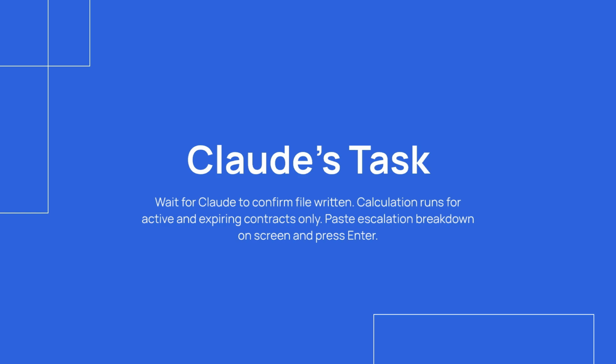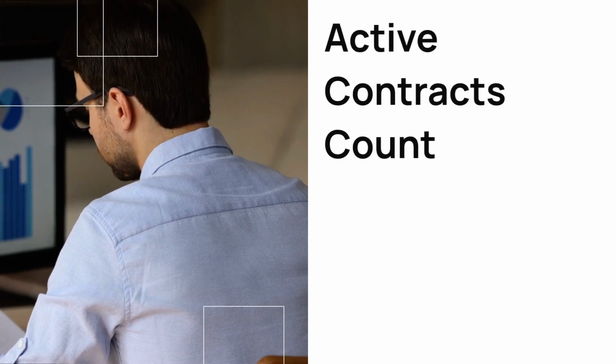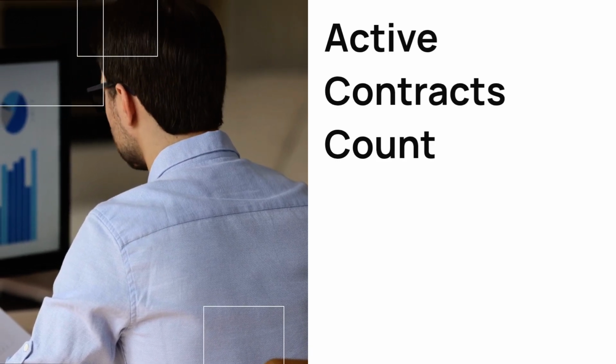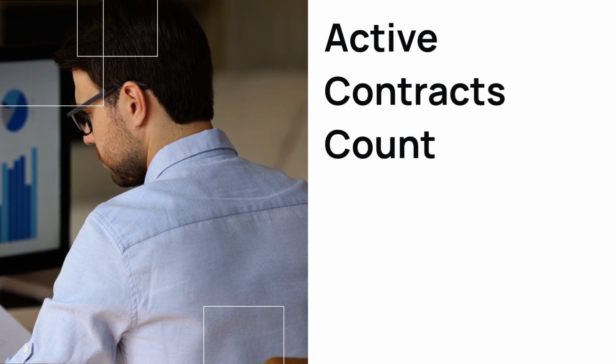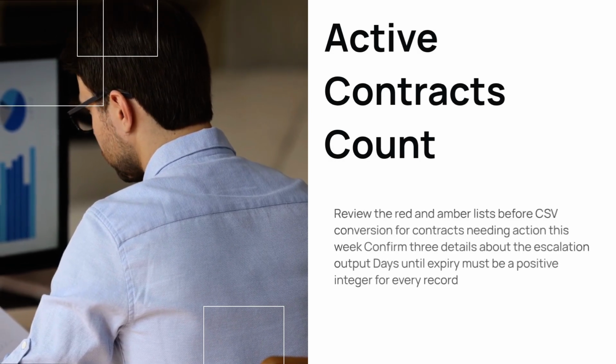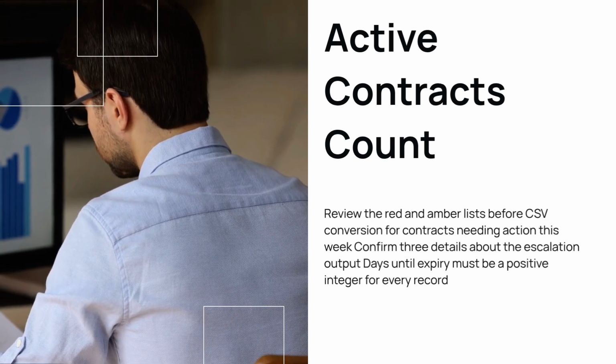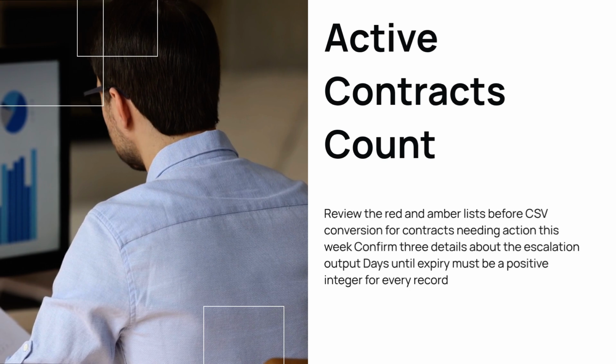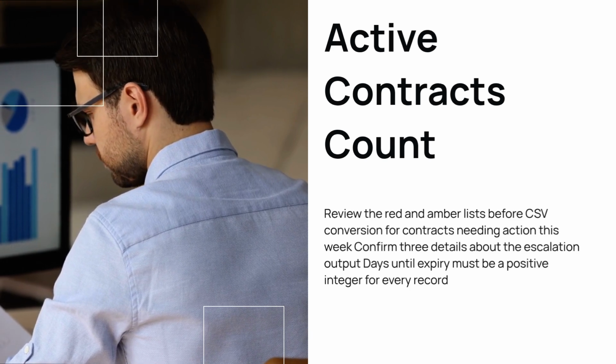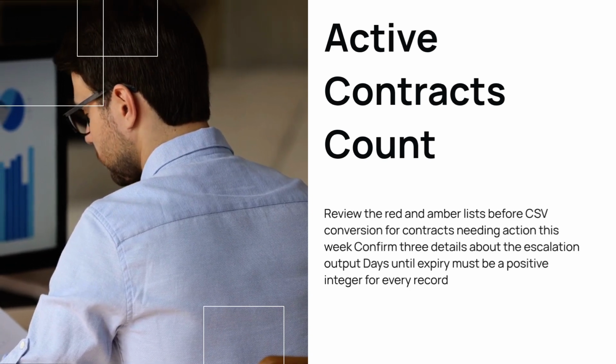Now paste the escalation breakdown instruction on screen and press Enter. The instruction tells Claude to read the renewal calendar JSON. What you should see is 4 counts that add up to the total number of active contracts. Read the red and amber list before moving to the CSV conversion. These are the contracts that require action this week. Confirm 3 things about the escalation output. Days until expiry is a positive integer for every record.